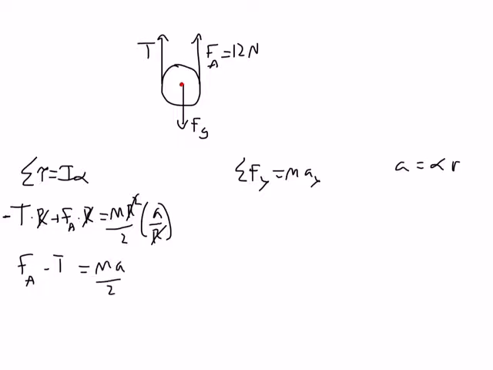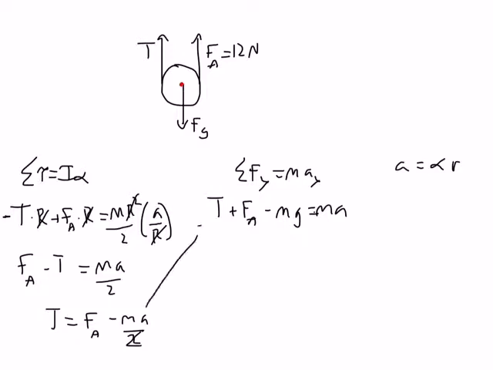Do the same thing for the vertical forces: tension plus Fa minus mg equals ma. I'm going to do one more step: T equals Fa minus ma over 2. So now we just need to substitute it all in, and we should be able to solve.